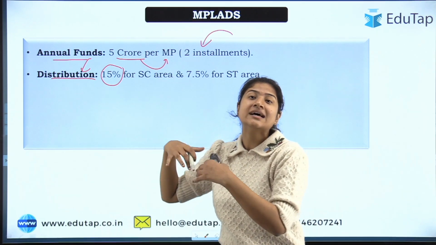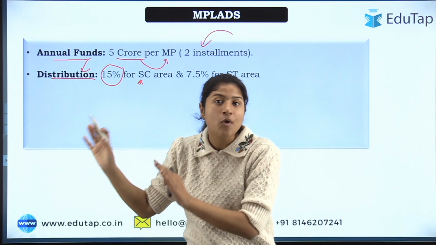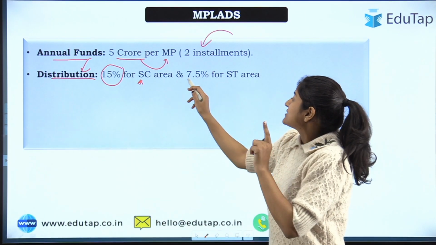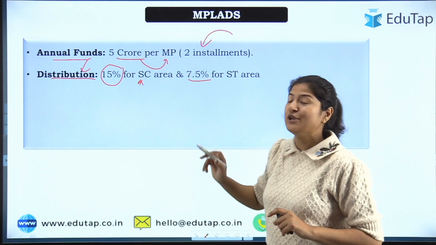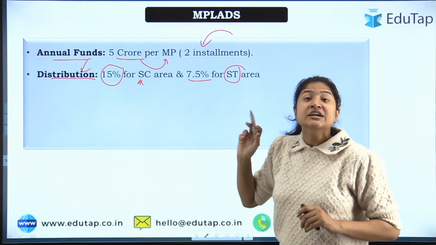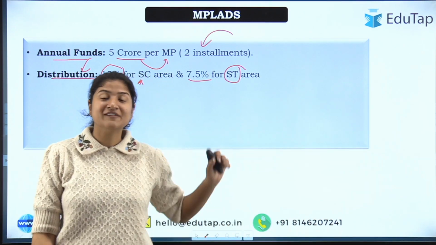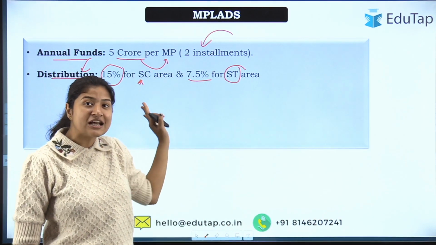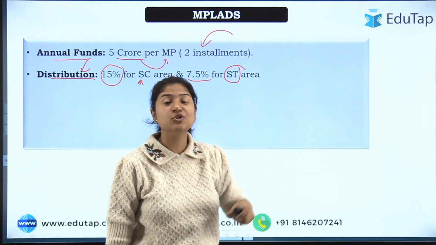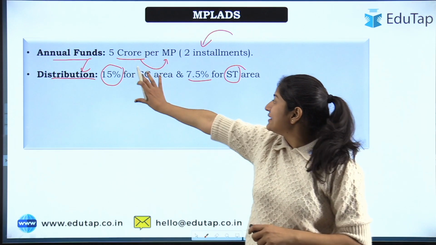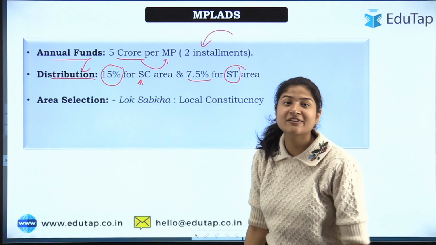should be used in such areas where the scheduled caste population is more, right? And 7.5% of this annual fund should be used in such areas where the scheduled tribe population is more, right? So this is how the distribution of this fund should be, that at least 15% and 7.5% should be used in these areas only, that is the scheduled caste and scheduled tribe respectively.